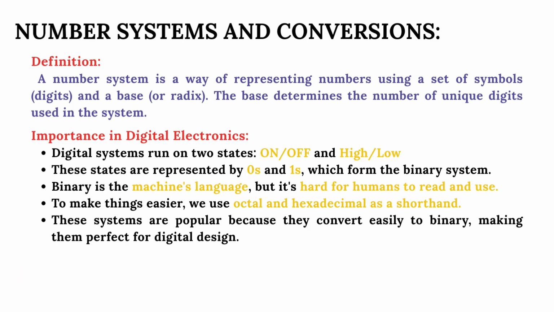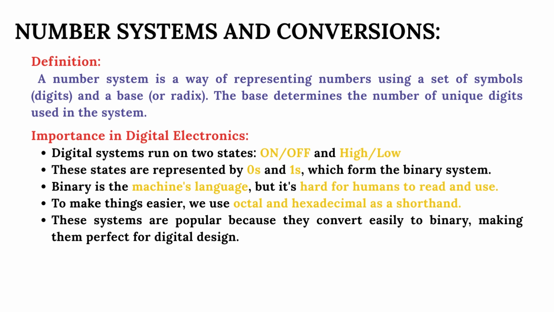Alright, so let's start with the definition of number system. Number system is a way of representing numbers using a set of symbols and a base. The base determines the number of unique digits used in the system.